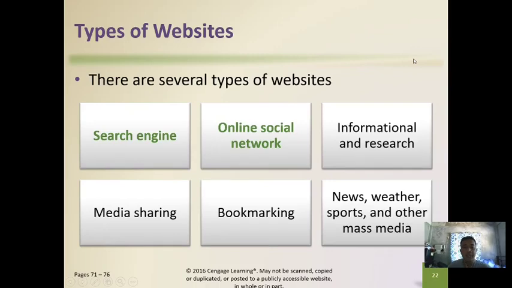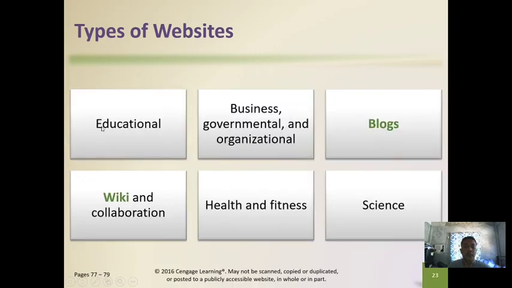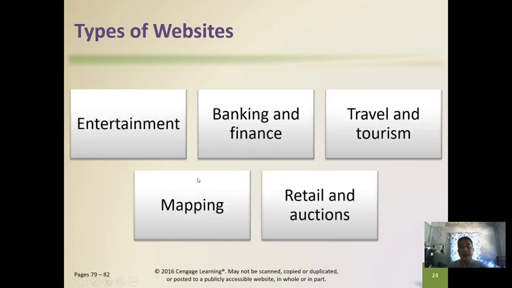And then we also have the different types of websites. First, yung ating search engine, yung natakal natin kanina. And then we also have the online social networks, yung favorite ng lahat. Information research, media sharing, bookmarking, news, weather, sports, and other mass media. We have also the education, business, governmental, and organizational. We also have the blogs, wikis, collaboration tools, health and fitness, science, entertainment, banking and finance, travel and tourism, mapping, retail and auction. Right now, with the pandemic, ito na ma-maximize itong entertainment websites.